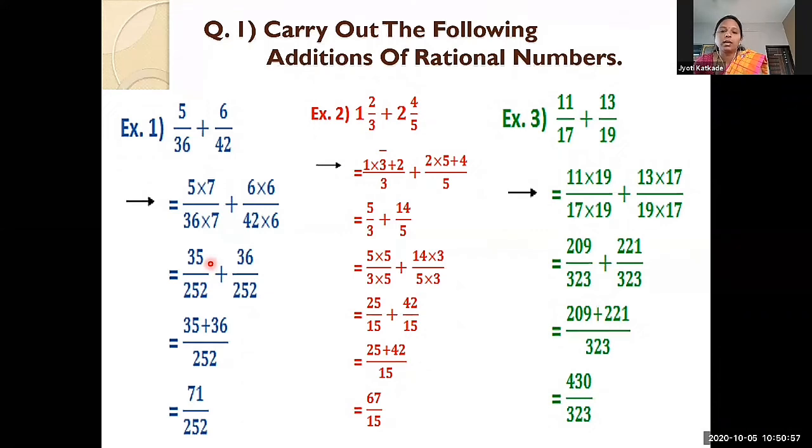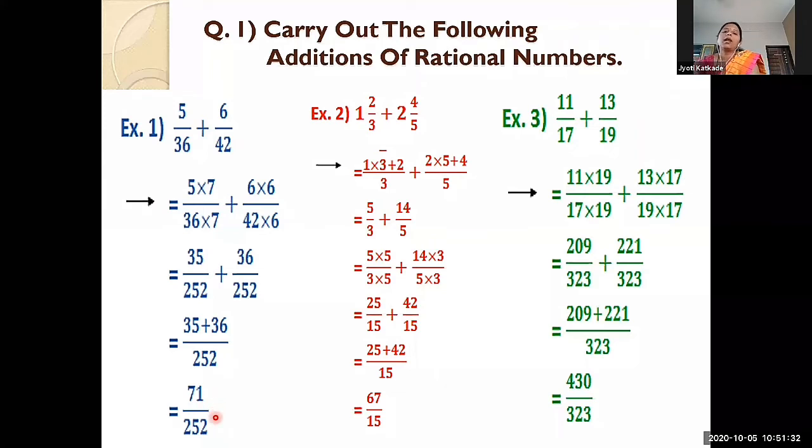Now multiplication of 5 and 7, 7 5s are 35 divided by 36 into 7, we get 252. Now next, 6 into 6, 6 6s are 36 divided by 42 into 6, we get 252. Now the denominator is the same, then add the numerator values, 35 plus 36, we get 71 divided by 252.